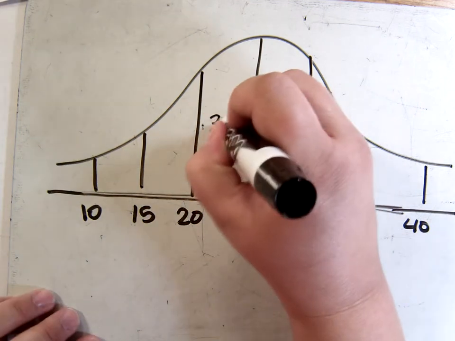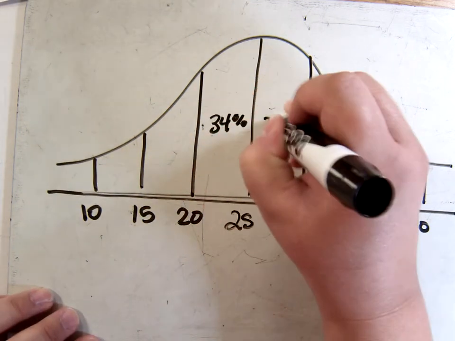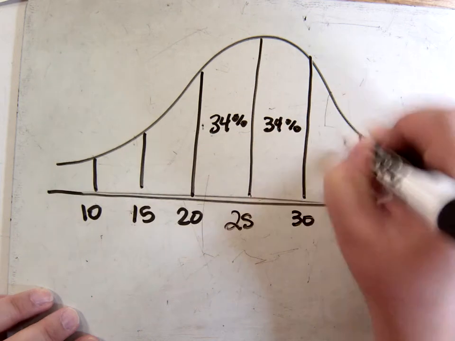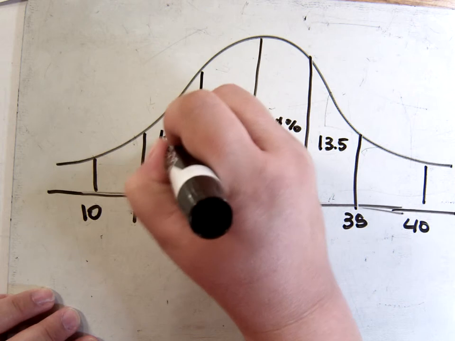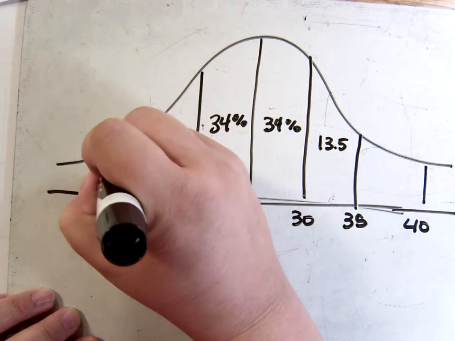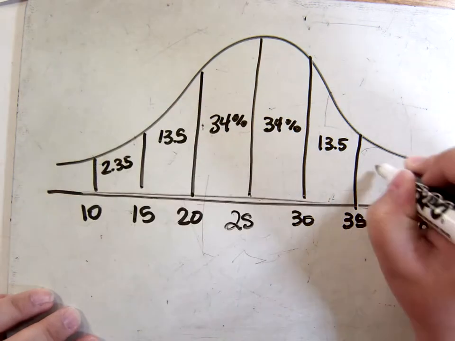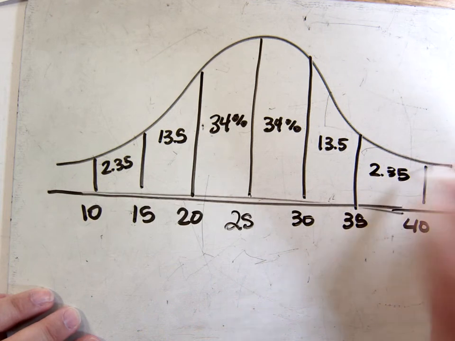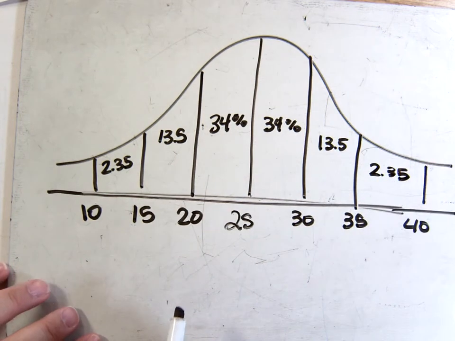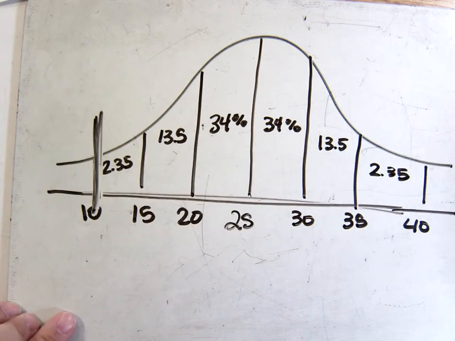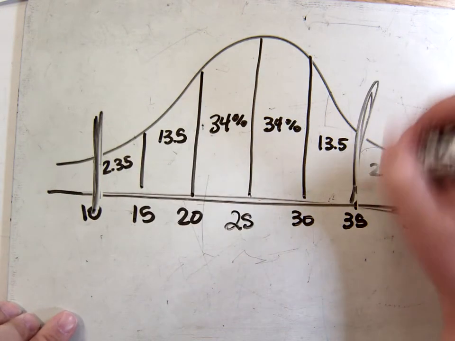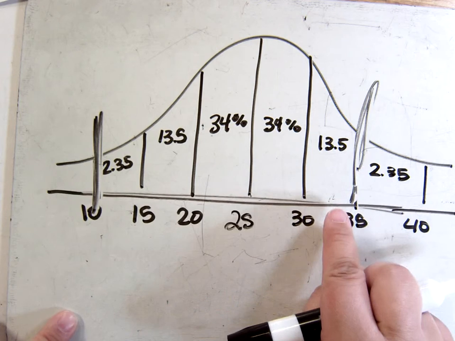Well, this is 34%. This is 34%. These are 13.5, and I'm going to leave off the percent just because of space. Then 2.35, 2.35, and the very ends would be 0.15 and 0.15. Here's 10, and 35 is right here. So we're just adding up these percentages.